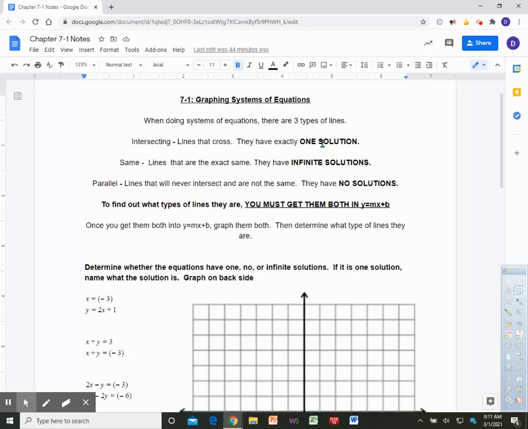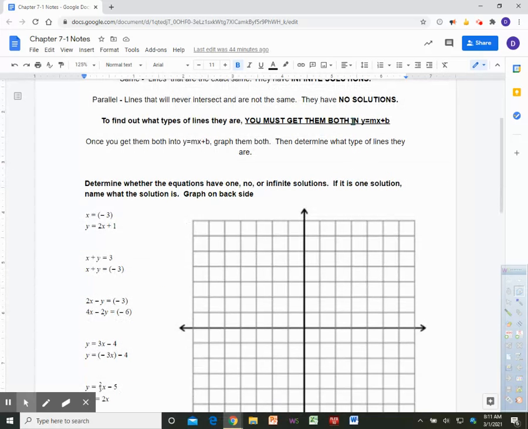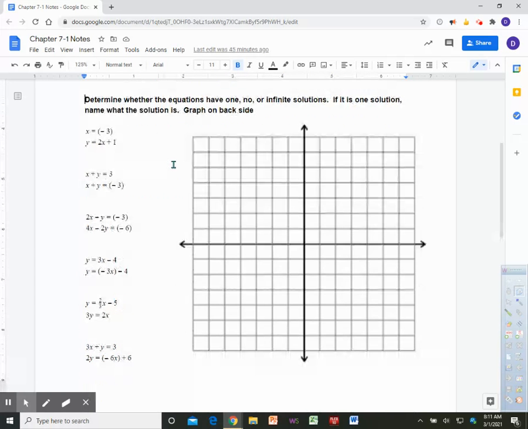Okay? To graph them, remember we have to get them into y equals mx plus b, meaning the first thing you got to do is get y on the left side, and then you got to solve for y. Okay, once you have that, you graph them, you'll see what I'm talking about. So if we're graphing this first one, x equals -3 and y equals 2x plus 1.